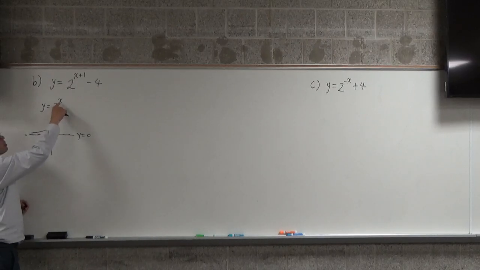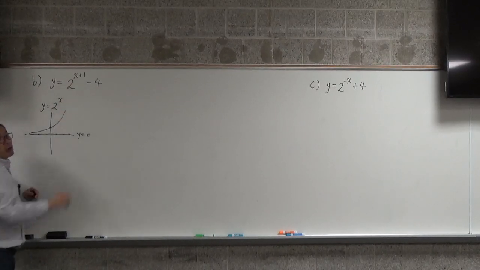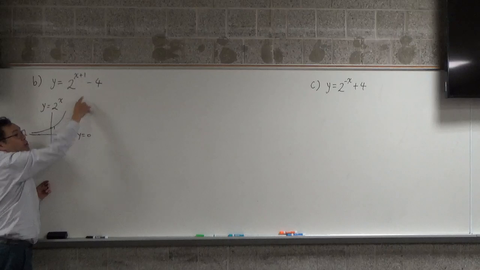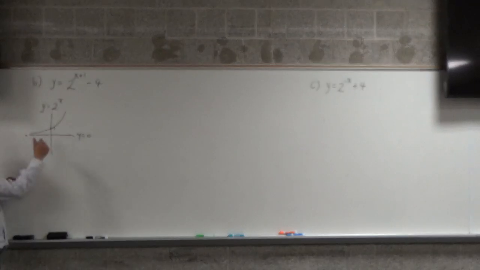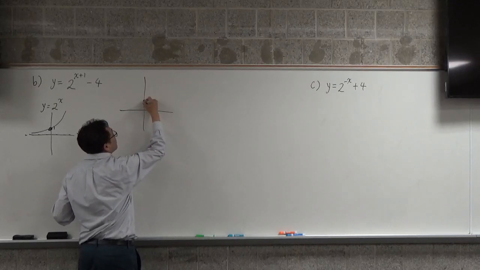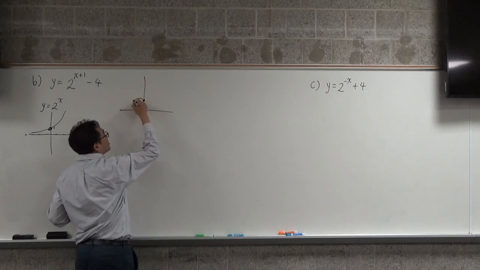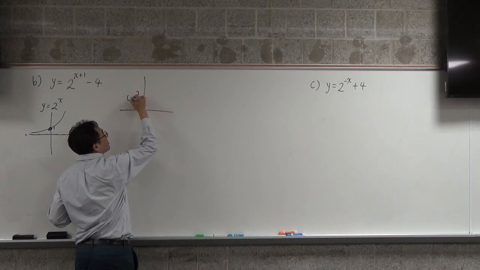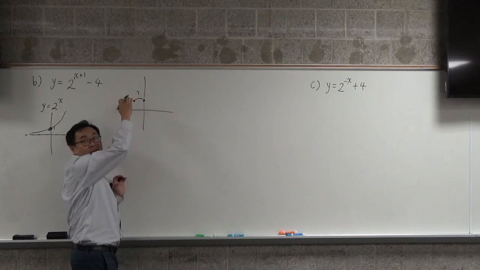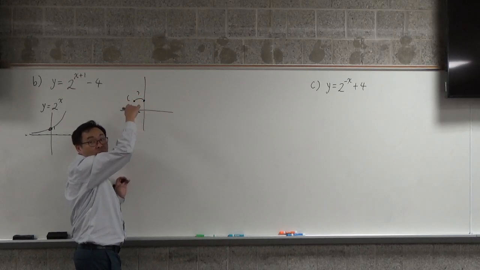Now, x became x plus 1. What's happening to the graph? It moves left by 1, okay? And then minus 4, what does that do? Down 4. So this point, which is 0, 1, now move 1 left. What's the coordinate for this one? Negative 1, 1, right? Yeah, because you move 1 to the left.